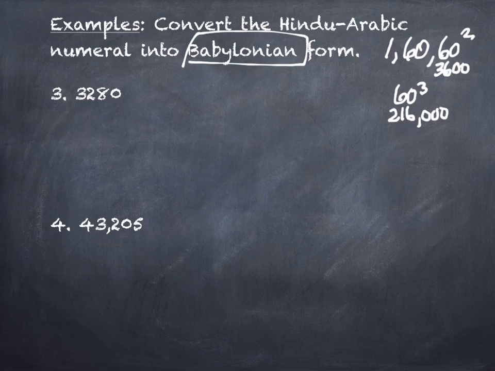So our number is 3280. The numbers we have to work with are 160, 3600, and then 216,000. What is the largest one of those that will still go into 3280? 60, isn't it? Okay, so the first thing we're going to do is divide, because we said we were going to use division, and we're going to divide by 60.